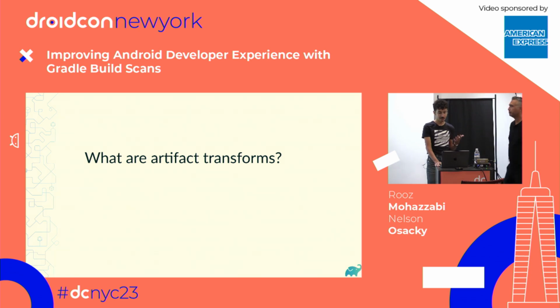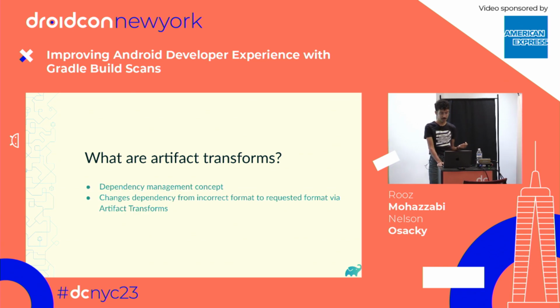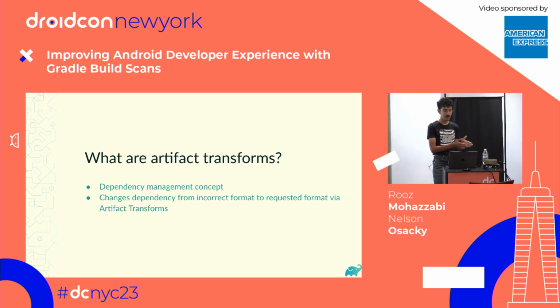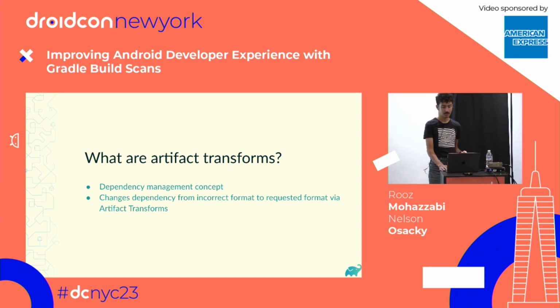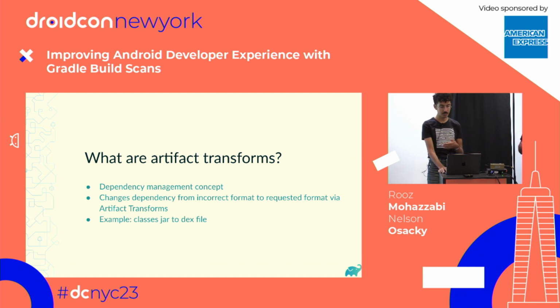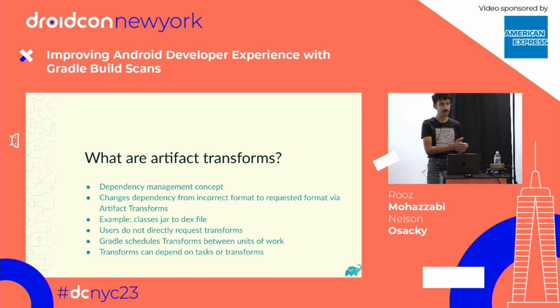Before I explain why it's important, we need to start with what are artifact transforms? It's a concept from dependency management in Gradle, and it changes a dependency from an incorrect format to the format that you request. An example, changing a classes jar to a dex file. That's a transformation. Users, that is build authors, don't directly request transformations, but rather Gradle schedules them automatically between units of work. Transforms can depend on other tasks, and they can also depend on transforms, which means you can have a long chain of transformations that are part of your build.